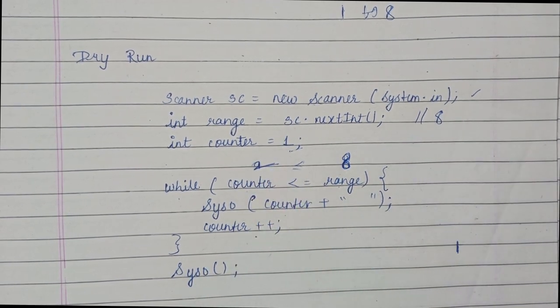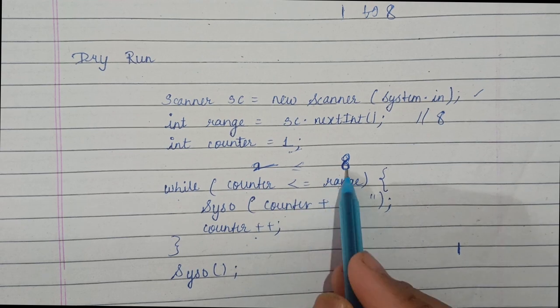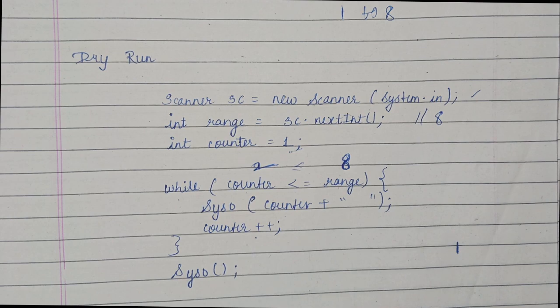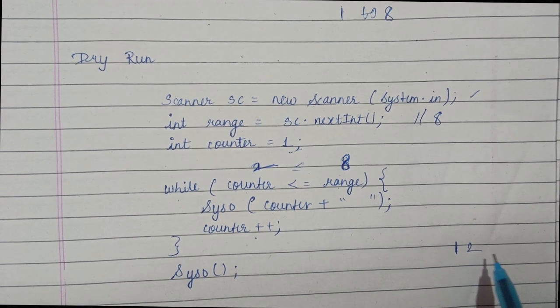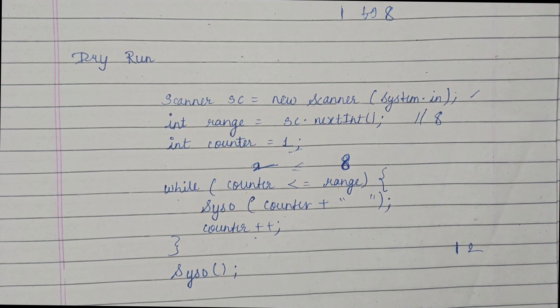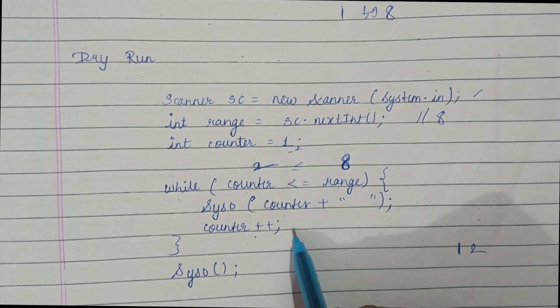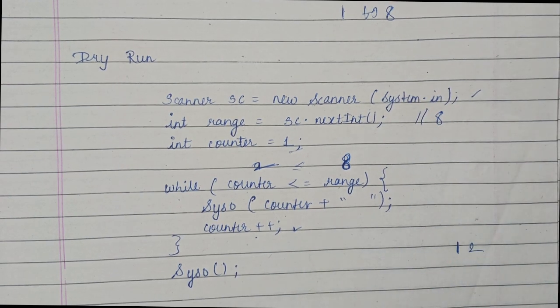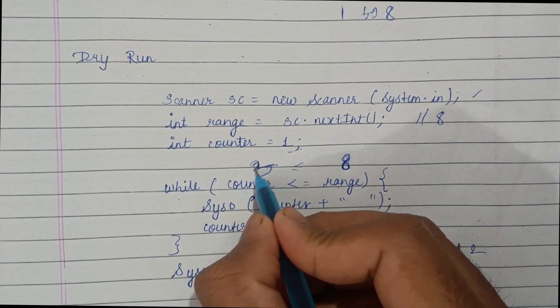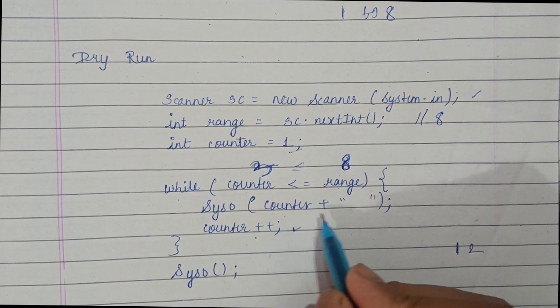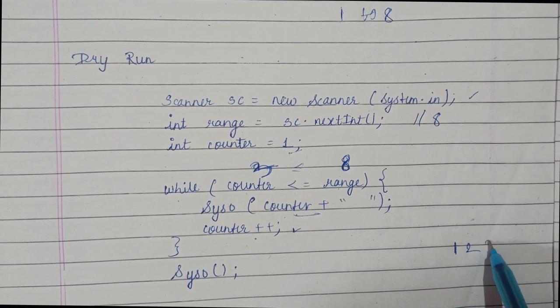Here 2 is less than 8. Now it will print the counter. The updated counter, 2, will be printed. Then again it will update the counter by 1. Now the counter has become 3. Now it again checks the condition: is 3 less than 8? The condition is true, so again it will print the counter, 3.